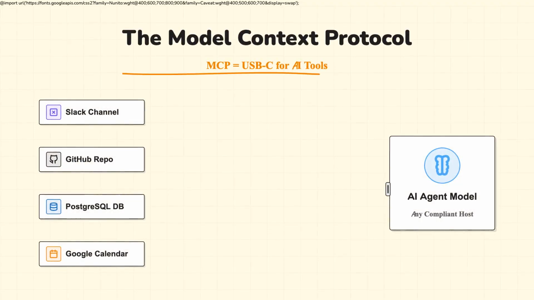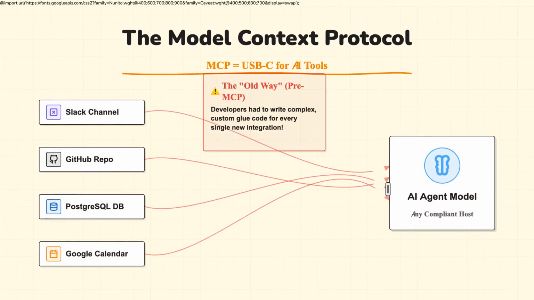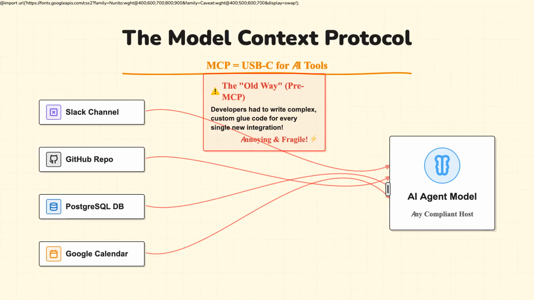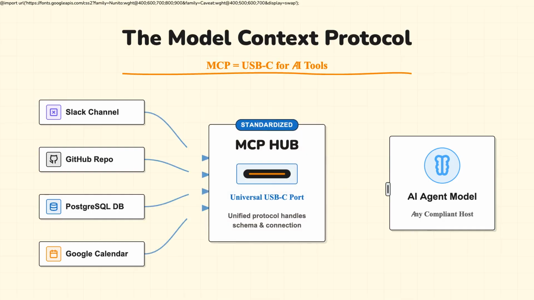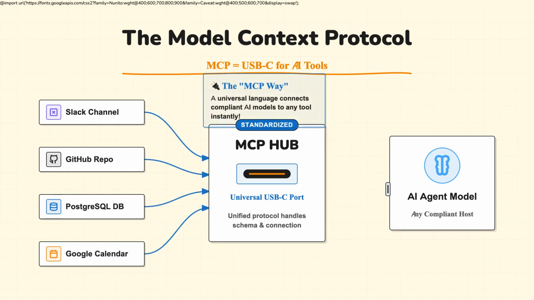But how does an agent actually connect to the outside world? That's where MCP, or the Model Context Protocol, comes in. Think of MCP like the USB-C standard for artificial intelligence. Before USB-C, every single device had its own custom, annoying charging cable. In the early days of AI, developers had to write custom code to connect their models to every single external tool, database, or API. MCP standardizes all of this with a universal language.